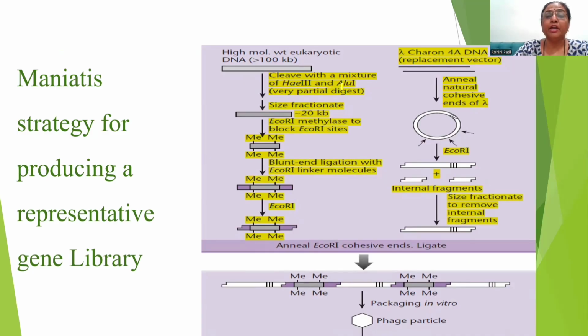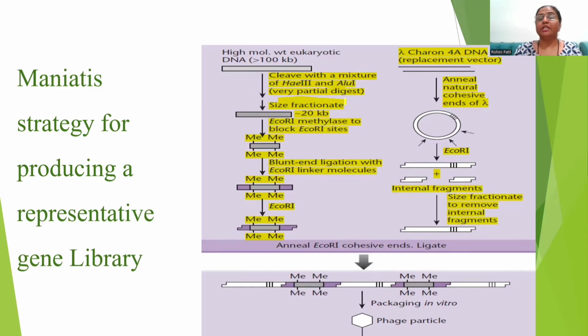Maniatis has given the strategy for producing the genomic library, and in his strategy he used two enzymes, HaeIII and AluI. First the genomic DNA is isolated, and then it is cleaved with the restriction endonucleases HaeIII and AluI, and the digestion is a very partial digestion. The partial digestion is done because we require a larger fragment, about 20 kb.